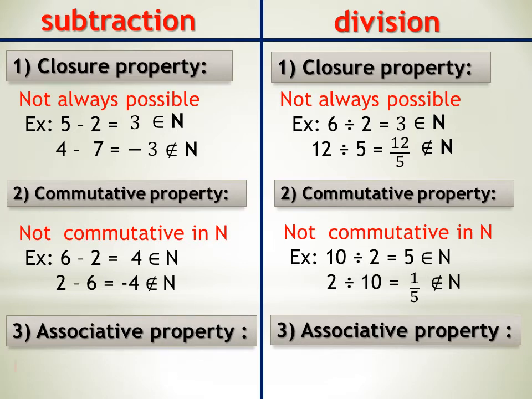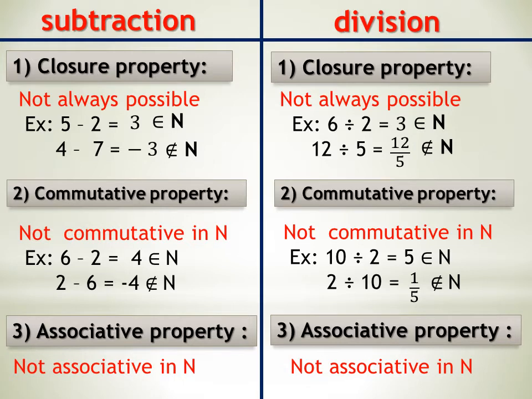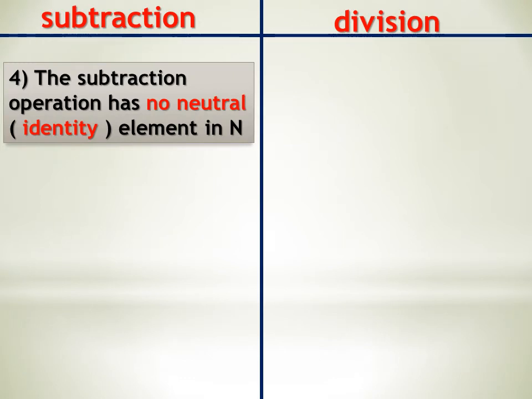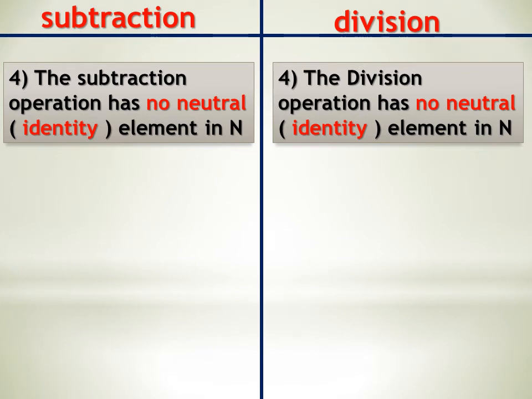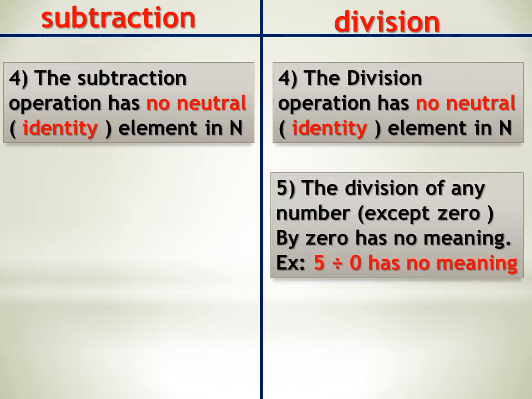The third property is the associative property. Here it's not associative in N. Subtraction is not associative in N, and division is also not associative in N. Number 4, the subtraction operation has no neutral or identity element. So here we don't have any identity or neutral. And also the division operation has no neutral or identity element. Now number 5, in division, the division of any number by 0 has no meaning. So 5 divided by 0 has no meaning. And also when we put it on the calculator, it will be a math error.